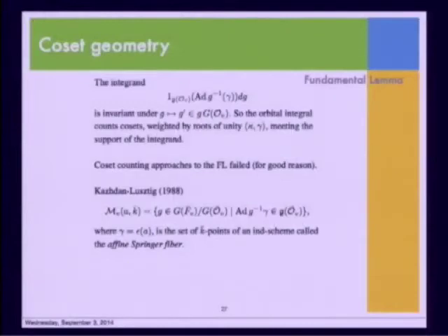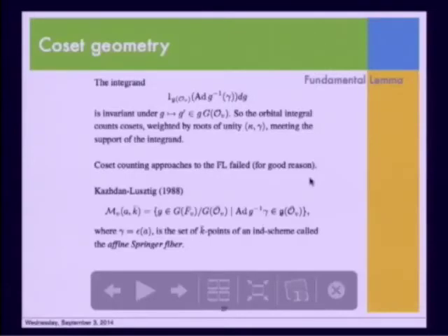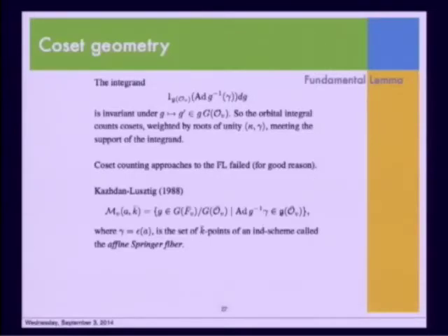So a really key development came in 1988 with Kazhdan and Lustig, where they found that counting points, if you do it over the algebraic closure of your finite field, is precisely equal to the number of points on an n-scheme called the affine Springer fiber. So now we're starting to see a little bit of geometry coming into the calculations.